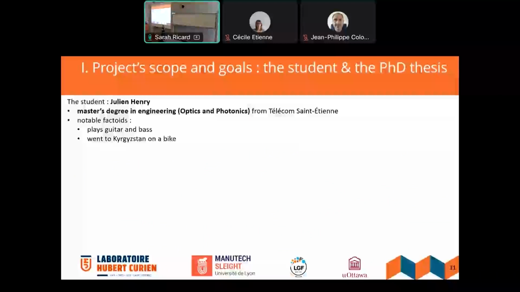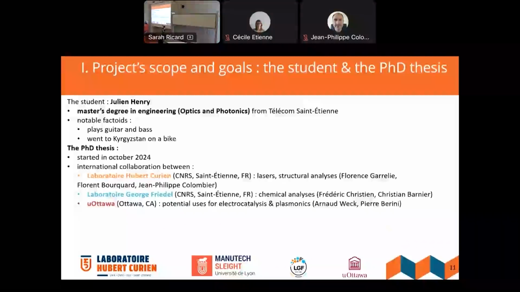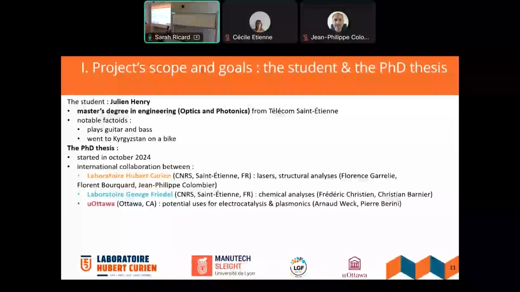So, me, Julien, master's degree in engineering in optics and photonics from Telecom Saint-Étienne, so this very building. And the PhD thesis is an international collaboration between Laboratoire Hubert Curien for laser expertise and structural analysis, the Laboratoire Georges Friedel, which is for the chemical analysis aspect and also their expertise in material science and metals, and lastly, the University of Ottawa for the potential uses, meaning electrocatalysis for CO2 reduction and plasmonics.